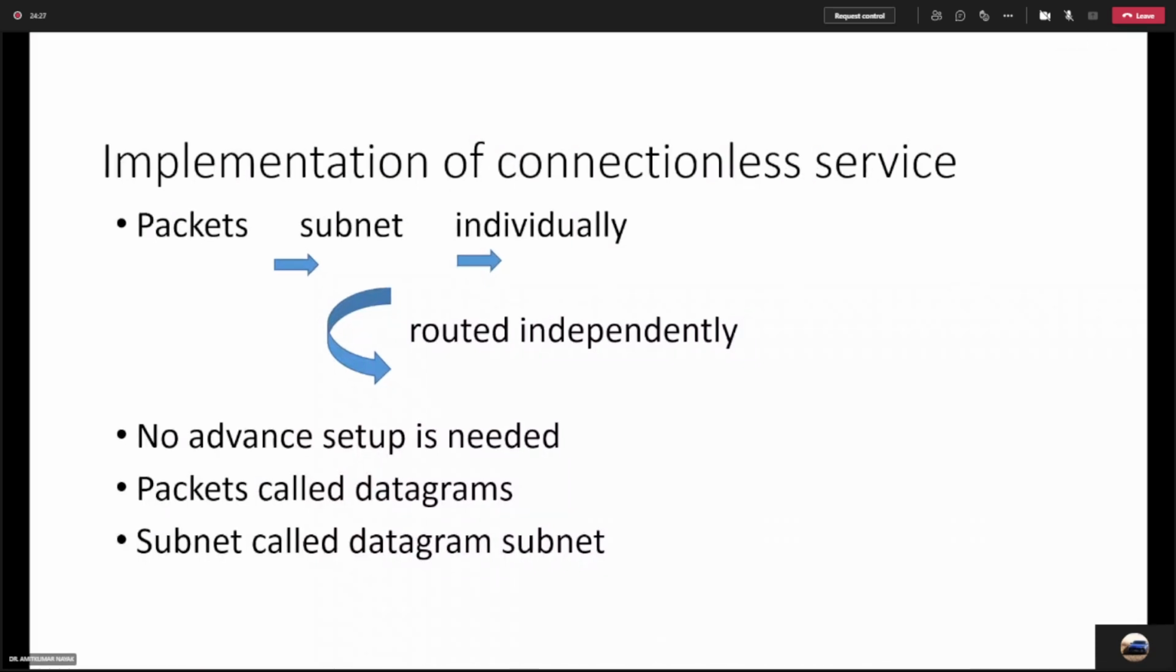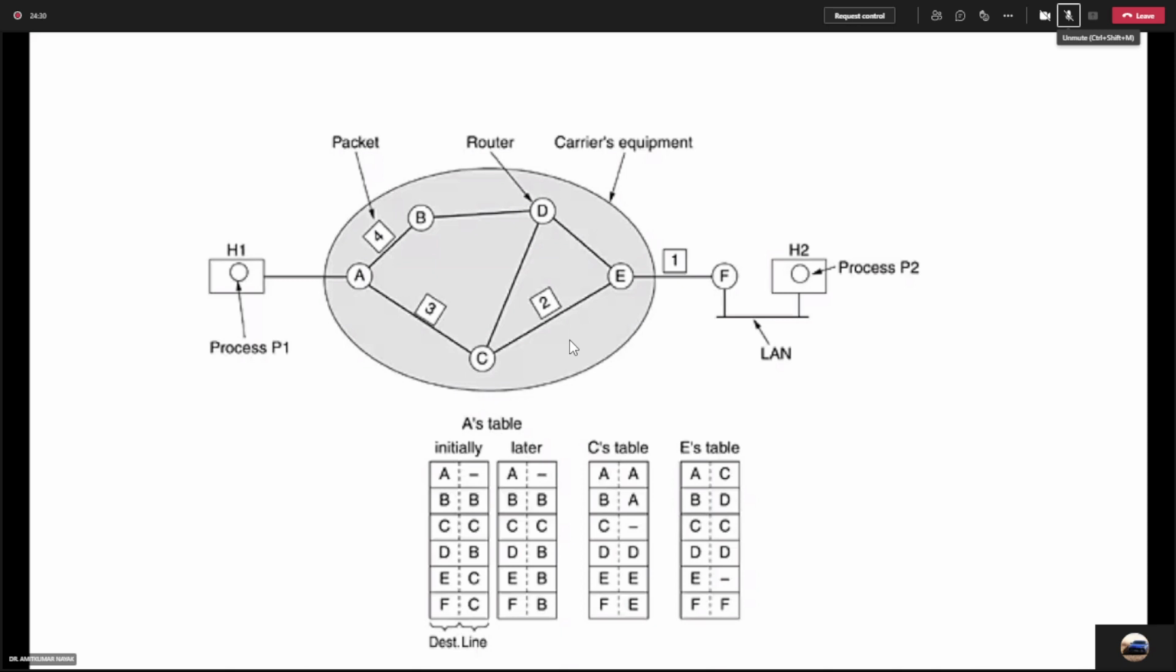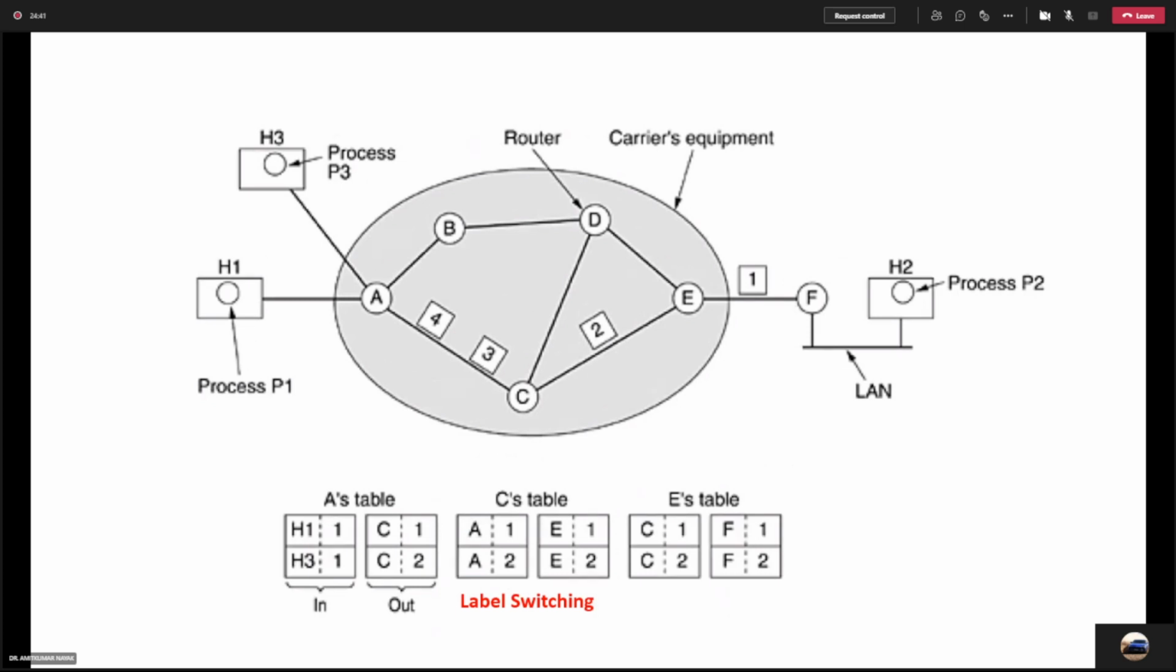We'll discuss this in detail, but right now you have to remember that we have discussed connection-oriented service and connection-less service, and we have seen how the connection-less service works and how the connection-oriented service works. In connection-less service, you can see 4 packets are there. All 4 packets are following independent paths, whereas in connection-oriented service, all 4 packets, packet 1, packet 2, 3 and 4, are following the same path: H1 to A to C, C to E to F, and then F to H2. H1 is the source and H2 is the destination. So all 4 packets are following the same path. This is the case of connection-oriented service.